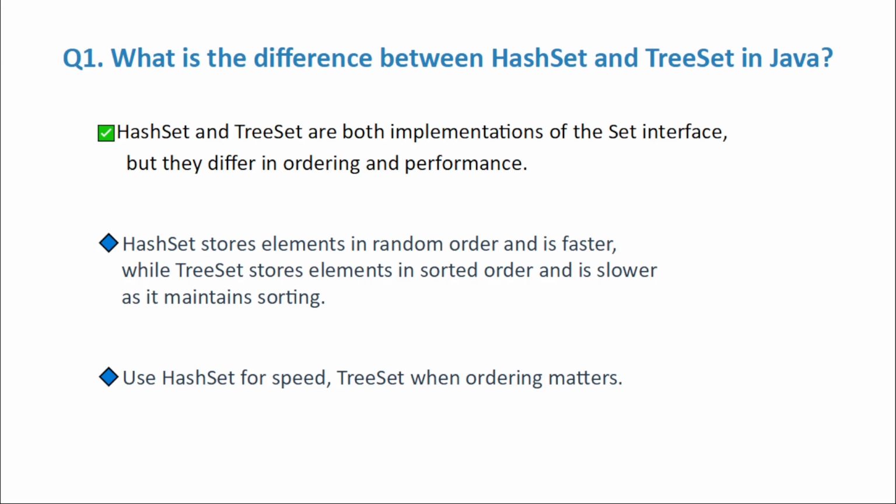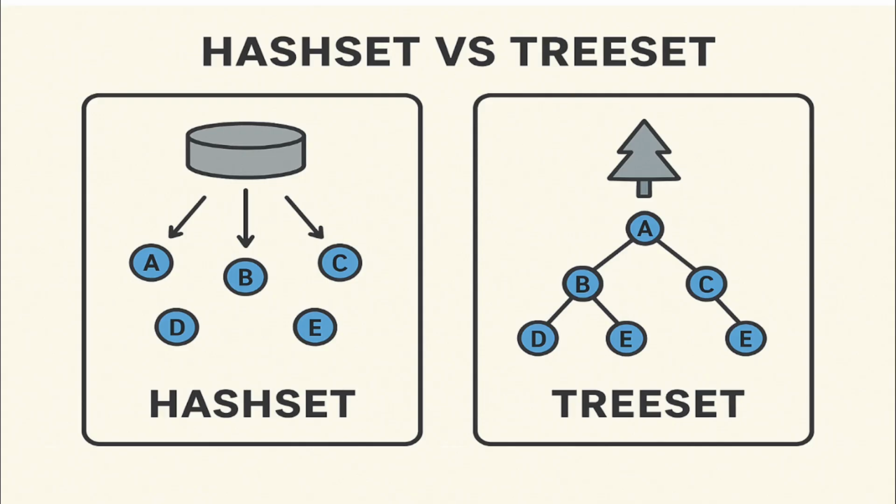On the other hand, a TreeSet is based on a red-black tree structure. It keeps your elements in sorted order. So every time you insert an element, it automatically places it in the right spot according to its natural ordering or a custom comparator you provide. The main difference here is speed versus order. HashSet is faster, usually constant time for add, remove and lookup, and TreeSet is slower because it has to maintain sorting, but you get ordering out of the box.